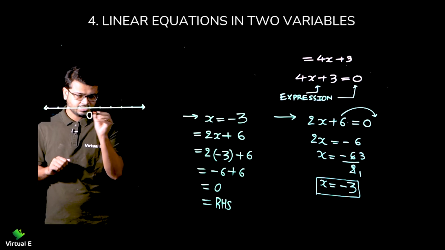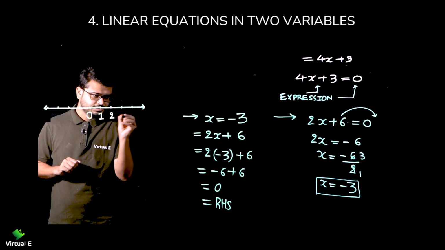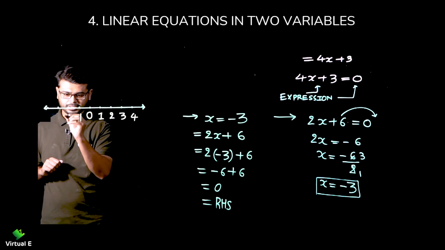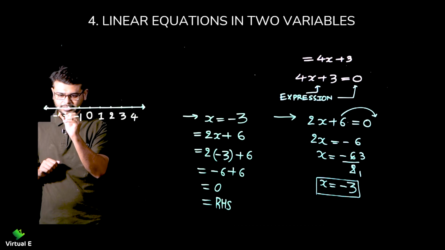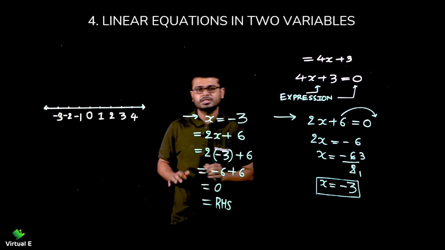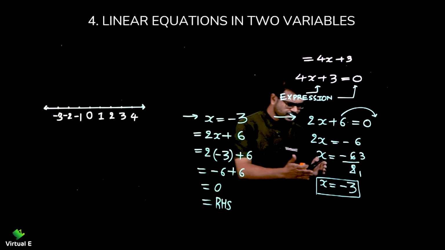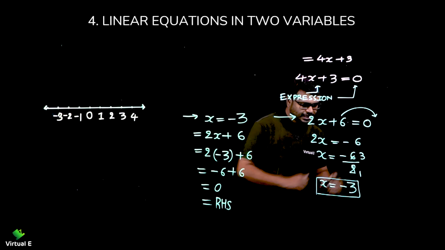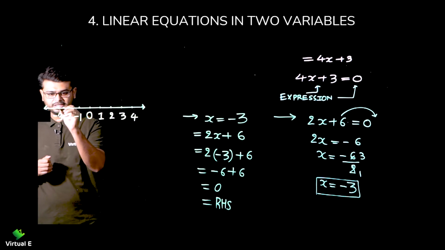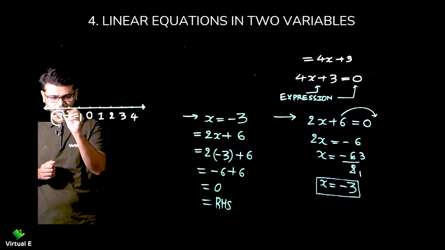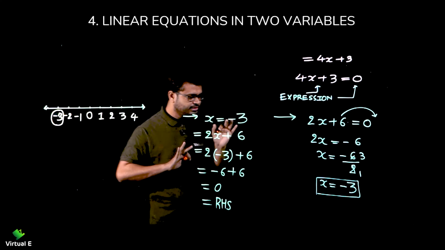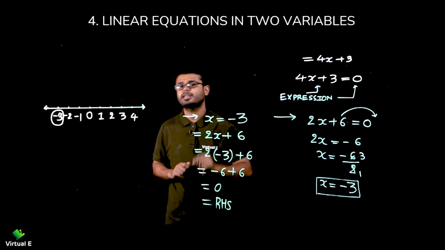So 0 it is, then 1, 2, 3, and 4. Here minus 1, minus 2, minus 3, right? Okay, so these are the numbers. Now, what is my solution? My solution is x is equal to minus 3. So this is where the minus 3 is. So this is my solution of the equation. Remember, very simple it is, right? This is all about the one variable.